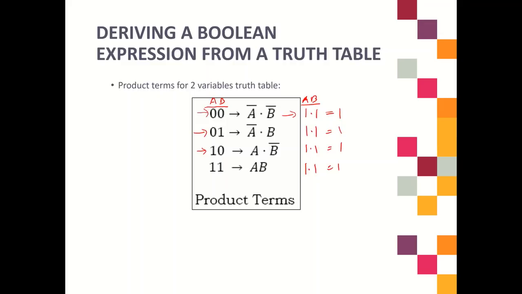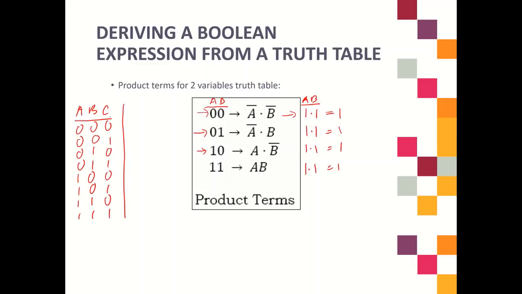Okay, so I already explained this kind of expression to you. If you have a three-variable truth table, which is A, B, C, first this is the combination of your table: 0 0 1 1 0 1 0 1 0 1 0 1.